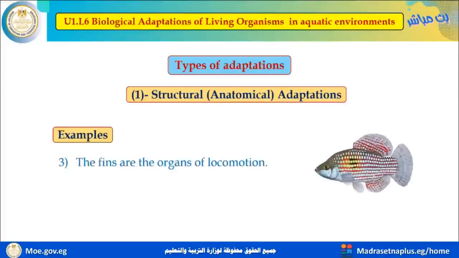Let's go for another example of structural or anatomical adaptations. Look carefully at this fish, okay? You will notice it has big fins that help the fish change its direction inside the water. These are the organs of locomotion that help the fish change its direction, to the left, to the right, forward, and backward, and so on. So the third example: the fins are the organs of locomotion that help the fish change its direction inside the water.